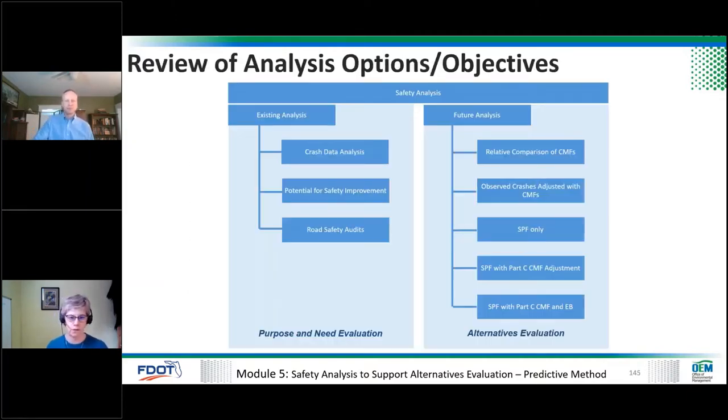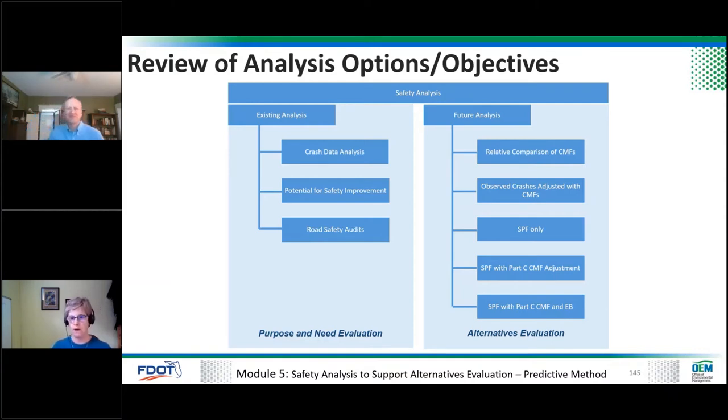And this is sort of a repeat of what we've been trying to present. There's the existing analysis and then the future analysis, and the existing analysis helps us define whether safety should be a specific need in the purpose and need, and whether we should be proactively thinking about it, yes or no. And no is okay, no is good. If yes, then we better speak to that in our documentation. And then the future analysis is the evaluation of our alternatives, which is so hard for me to say.